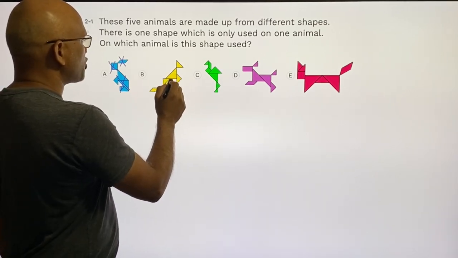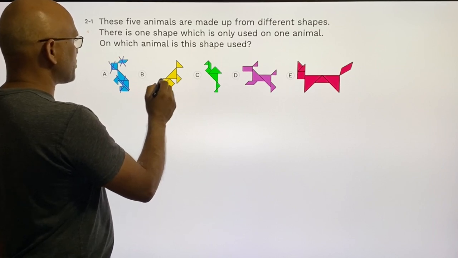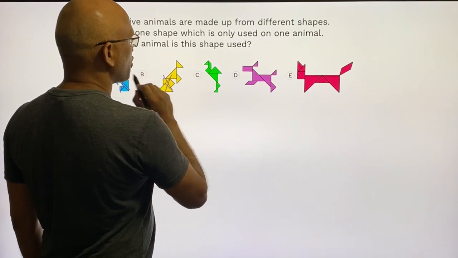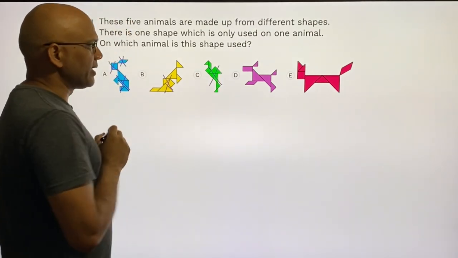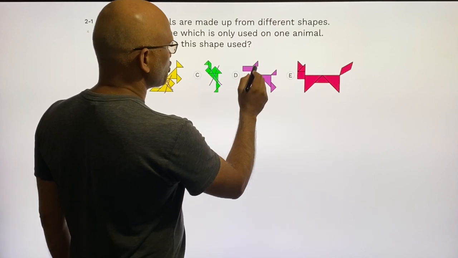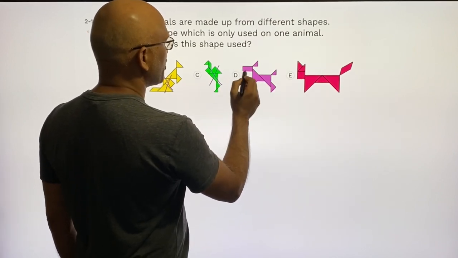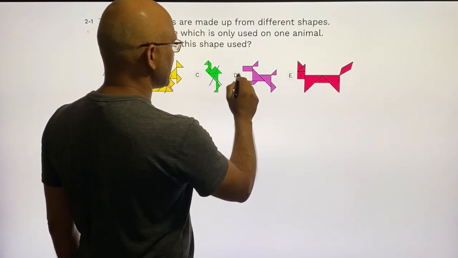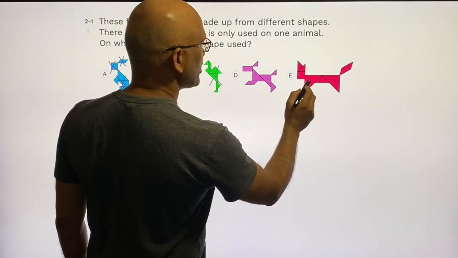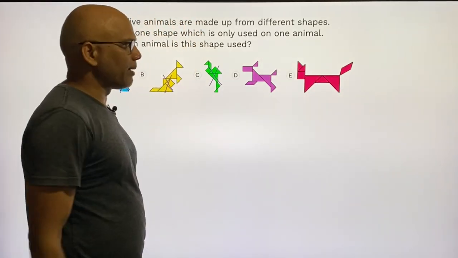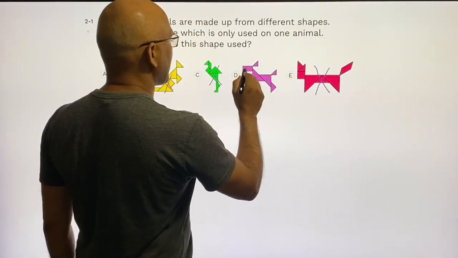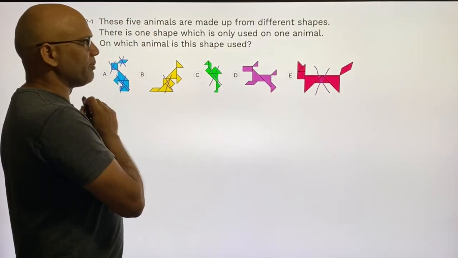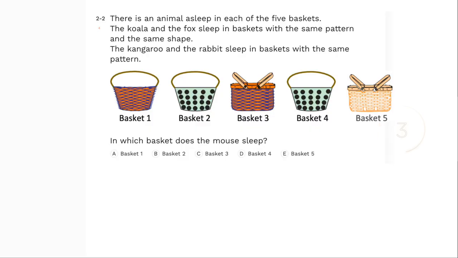Here, only the triangles and square and parallelogram. So these cannot be. There's a parallelogram, triangle, square. So this animal cannot be it. How about here? So there's a triangle is already used, but the rectangle is not on any other animal. So this is a possibility. Here there are squares, triangles, and parallelograms. So this cannot be it. So it looks like the rectangle is the shape that is not used in any other animal. So D is the correct choice.